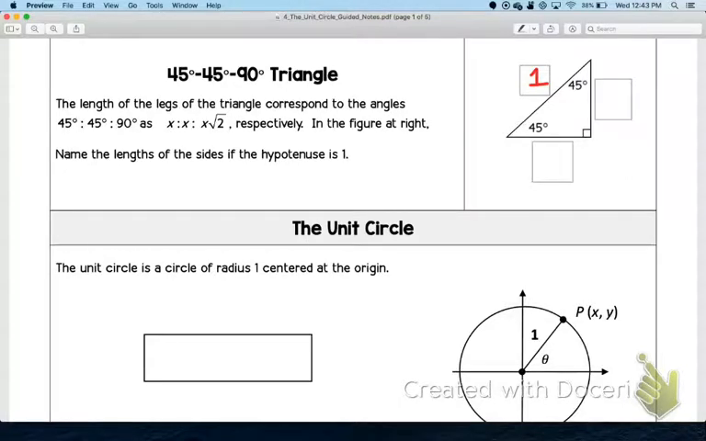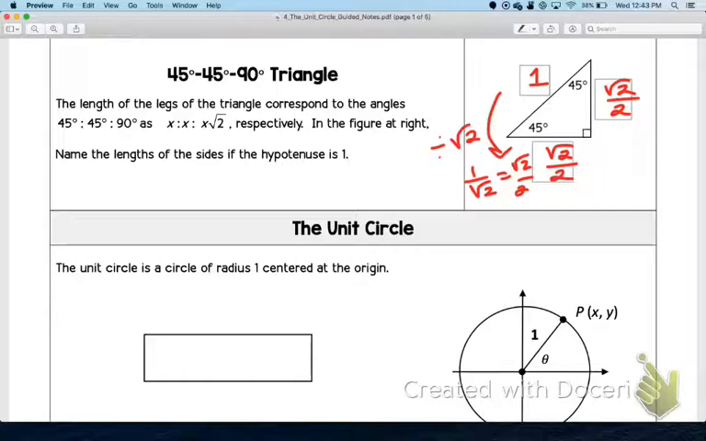To go from here to here, we multiplied by the square root of 2. So to go backwards, instead of multiplying, we're going to divide by a square root of 2. And 1 divided by the square root of 2 rationalized is root 2 over 2, right? So my leg, if the hypotenuse is 1, is going to be root 2 over 2. And since it's an isosceles right triangle, both legs are going to be congruent at root 2 over 2.